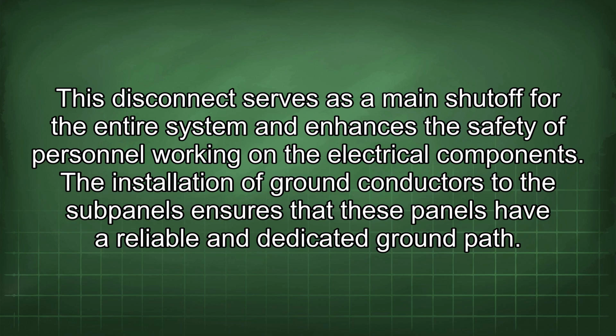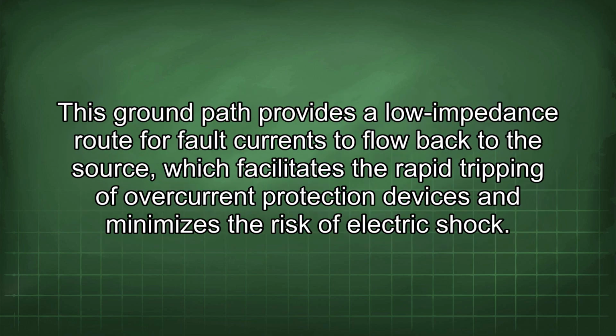This disconnect serves as a main shutoff for the entire system and enhances the safety of personnel working on the electrical components. The installation of ground conductors to the subpanels ensures that these panels have a reliable and dedicated ground path. This ground path provides a low impedance route for fault currents to flow back to the source, which facilitates the rapid tripping of overcurrent protection devices and minimizes the risk of electric shock.